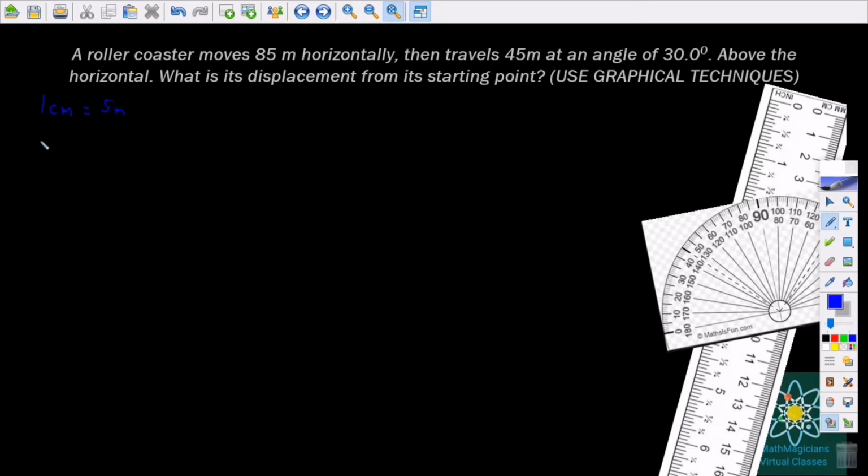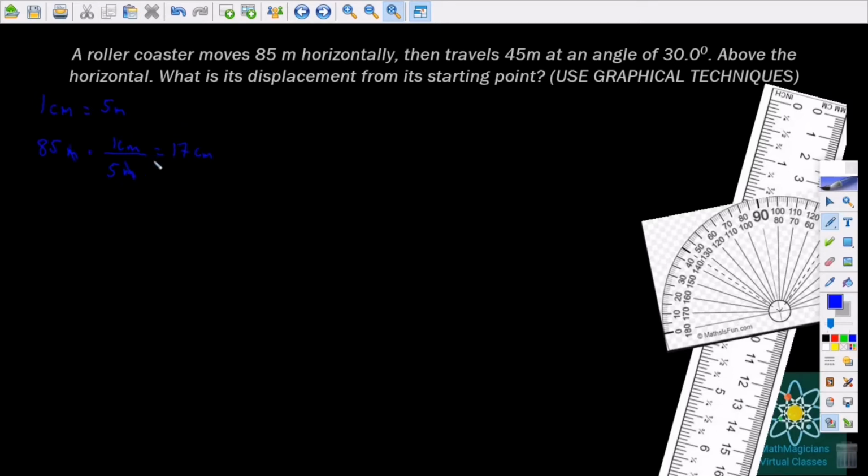So if we make these conversions, 85 meters, for example, and we use this conversion, we know that 1 centimeter is equal to 5 meters. And we make our division, for example, 85 divided by 5 is actually 17. This will be 17 centimeters. This would be our scale once we make the conversion.